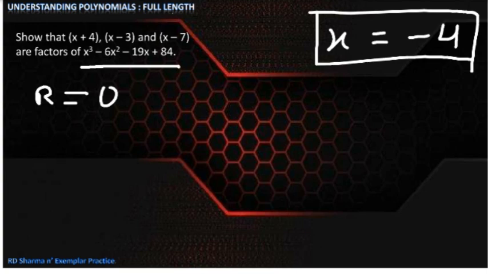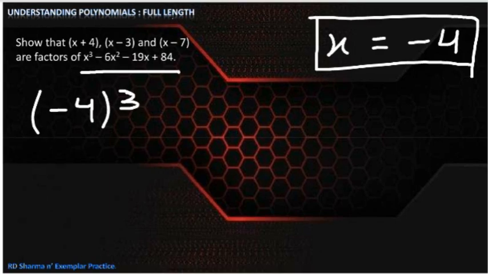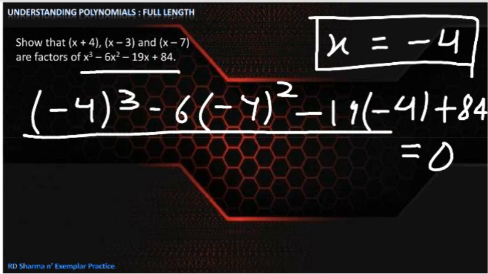Now how do we find the remainder? To find the remainder, we replace x by minus 4 in this expression. That will give us minus 4 to the power of 3 minus 6 minus 4 to the power of 2 minus 19 into minus 4 प्लस 84. एंड इसको हमें 0 से इक्वेट करना है बिकॉज दिस इज द रिमाइंडर एंड यहाँ पे रिमाइंडर 0 है.